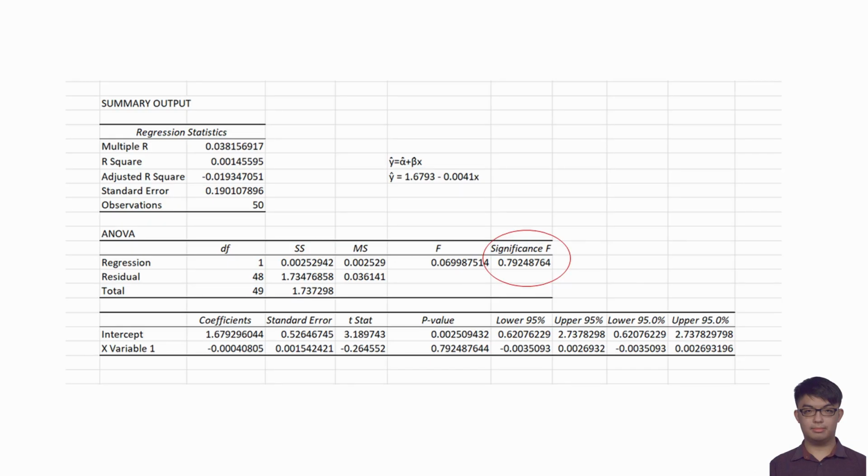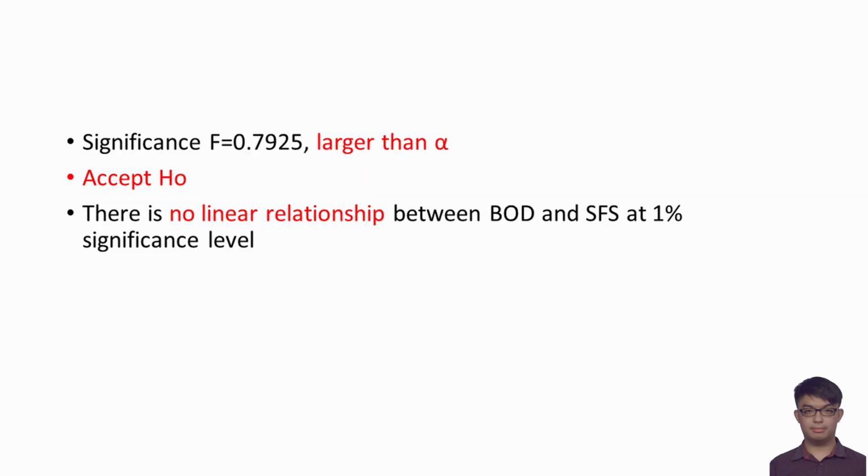The significance F value is available in the ANOVA table. That means the F value will be 0.7925, which is larger than the alpha value. Thus, we have to accept the null hypothesis. The conclusion: there is no linear relationship between BOD and SFS at 1% significance level.